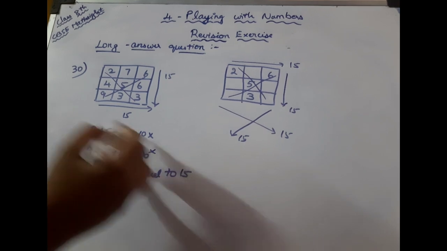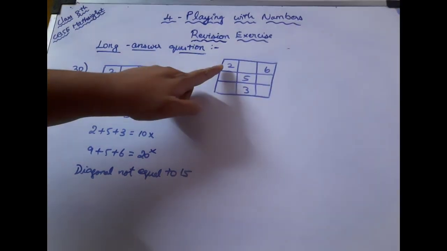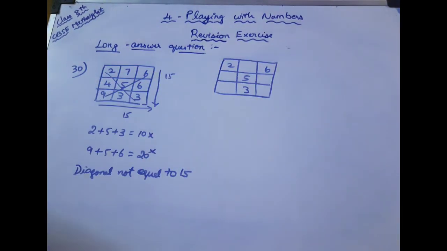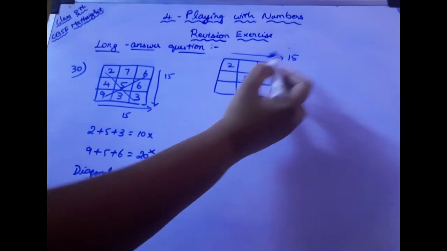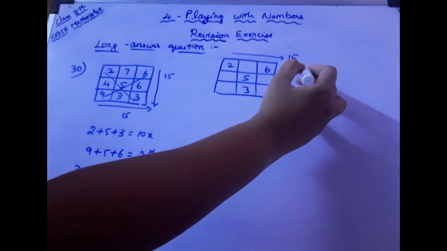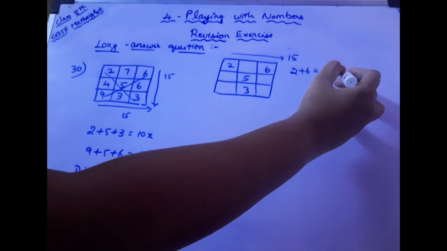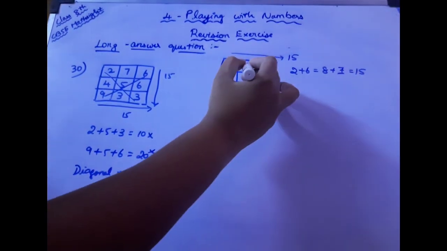So we have to correct the box so that each side when we add we should be getting the value as 15. So the given box is 2 and they have given the center as 5 and the next value is 3, and here they have given the value of 6. So each side when we add we should be getting 15. They have given two values, 2 plus 6, which is equal to 8. So we need to add one more value in order to get 15. So we can add 8 plus 7. So 8 plus 7 will be getting the value as 15.